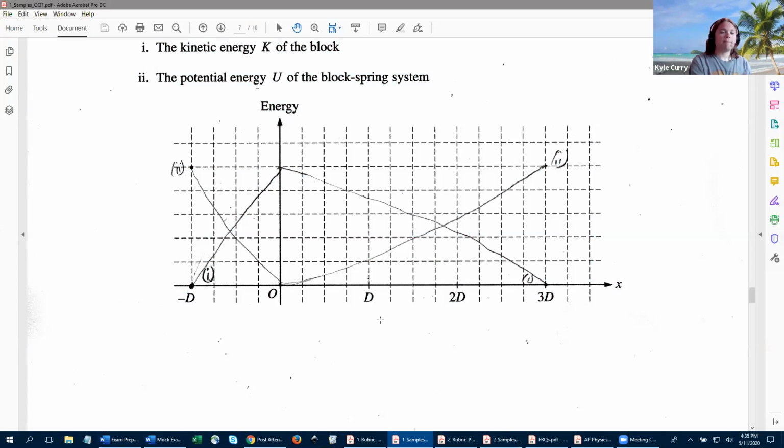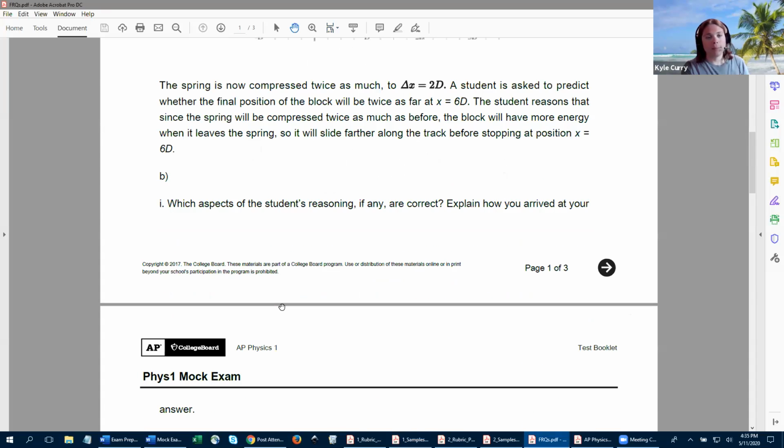Okay, I'm going to segue back to the rubric because we now need to go to another item part. Part B says, which aspect of the student's reasoning, if any, are correct? Explain how you arrived at your answer. Again, just to reiterate, we're going to compress the spring a distance of 2d rather than d. And the student is saying that the block will travel twice as far to a final position of x equals 6d. The student reasons that since the spring will be compressed twice as much as before, the block will have more energy when it leaves the spring, so it will slide farther along the track before stopping at a position of x equals 6d.